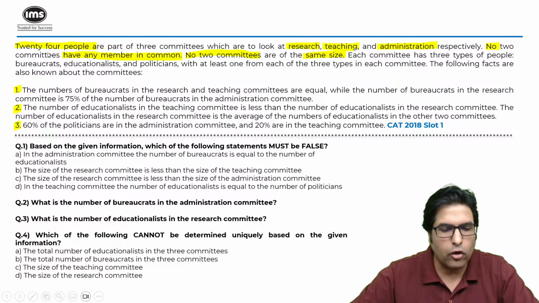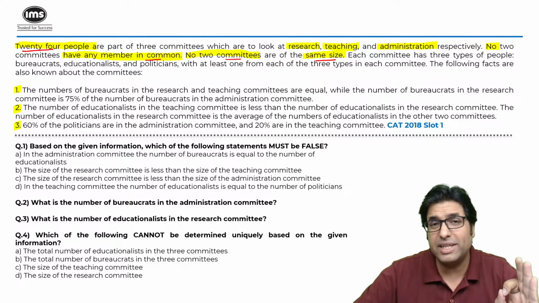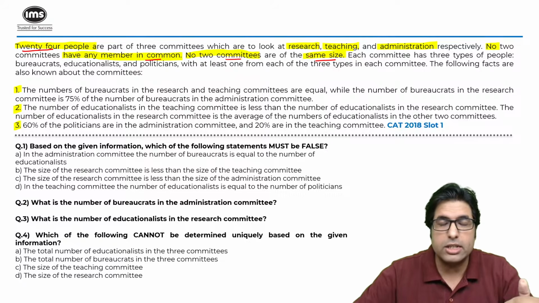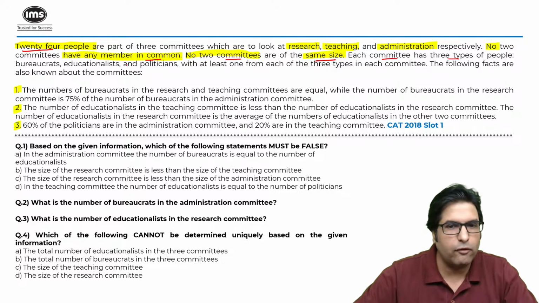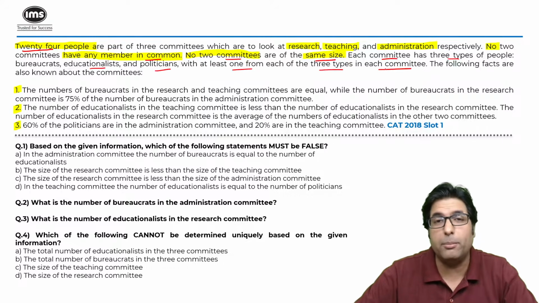So we have had so far interesting information about the total people. They don't have any members in common with regards to the three committees, and no two committees are of the same size, which means there will be a different number. This is also a very good hint that this could be a set on mathematical reasoning, where you need to fill in different numbers for the committees. So the total has to be 24, but the three committees will have different members. Each committee further has three types of people: bureaucrats, educationalists, and politicians, with at least one from each of the three types in each committee.